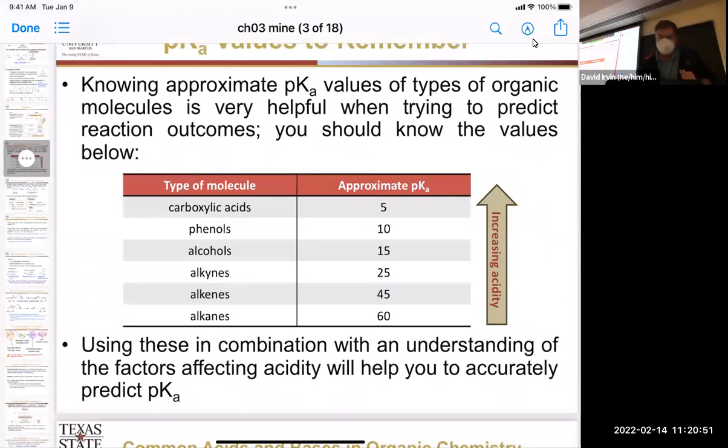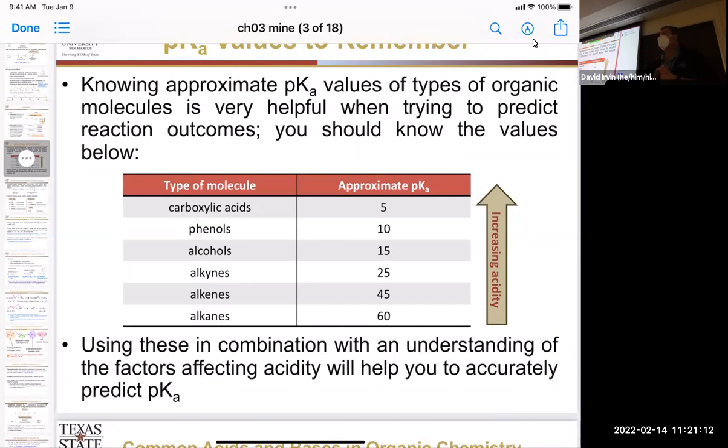So these are the pKa's you need to remember. The first and foremost is the carboxylic acids, which is the most acidic of our organic compounds. Those are the ones that are going to be right around 5. The next thing up is phenol. Phenol is an OH group on a benzene ring.